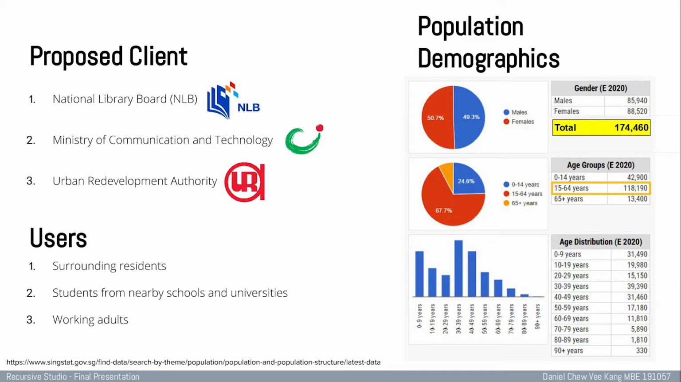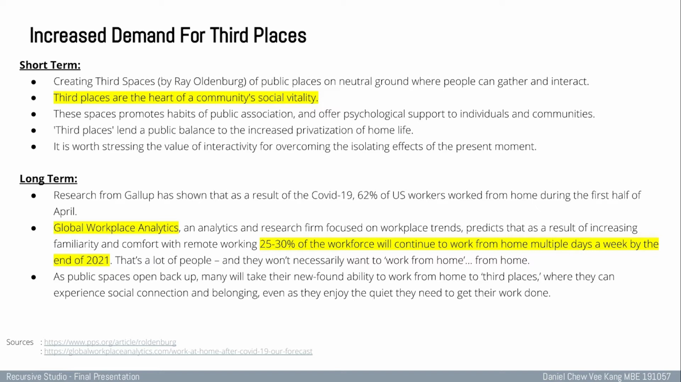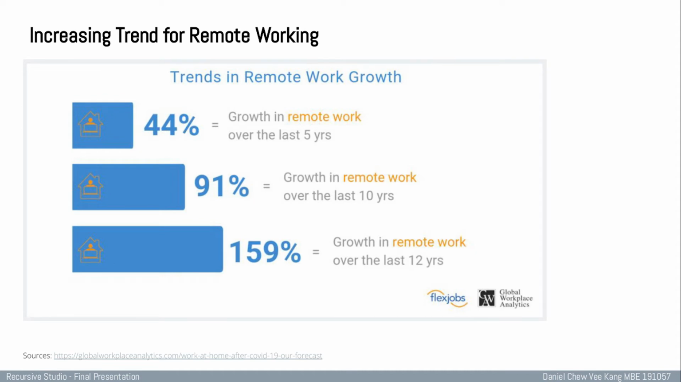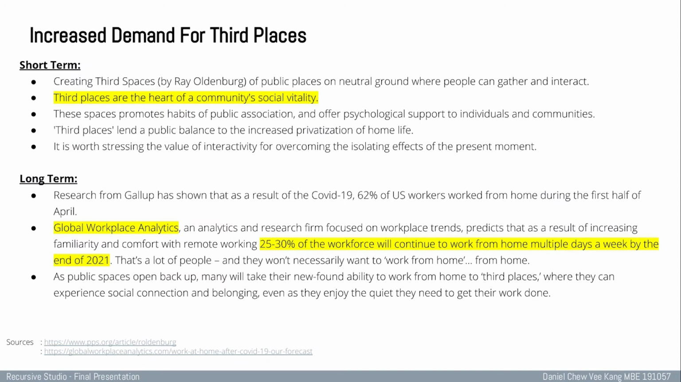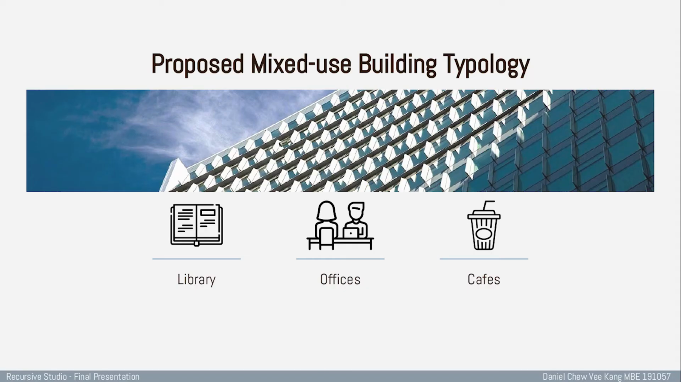Due to the recent COVID-19 pandemic, Global Workplace Analytics has predicted that an increase of 25 to 30% of the workforce will continue to work from home multiple times a week by the end of 2021. That's a lot of people, and they won't necessarily want to work from home. Therefore, creating third places is important as they are the heart of a community's social vitality. Hence, I will be proposing a mixed-use building typology that consists of a library, offices, as well as some cafes.